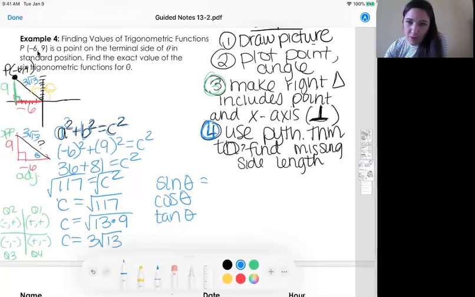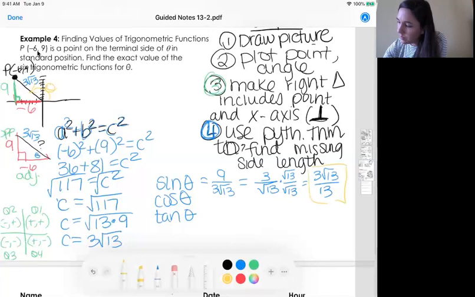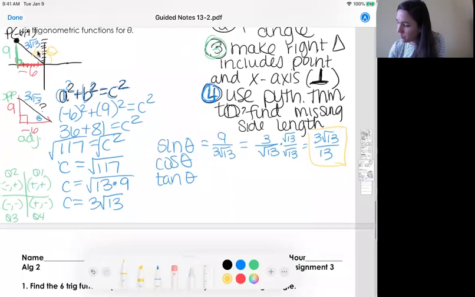All right, so sine of theta, opposite is 9. I'm not going to write my O and H. I'm thinking we're getting these now. I'm just going to put the values, 9 over 3 root 13. This is 3 over root 13. However, I need to rationalize. So I multiply by root 13 over root 13. 3 root 13 over 13. Sine.